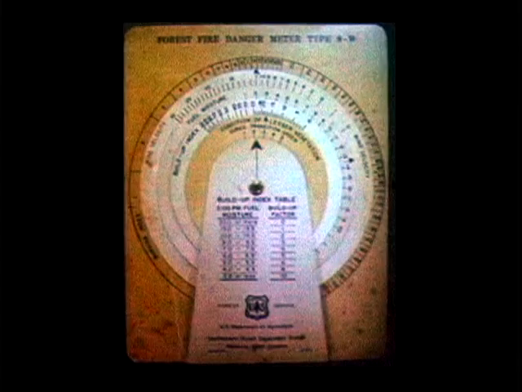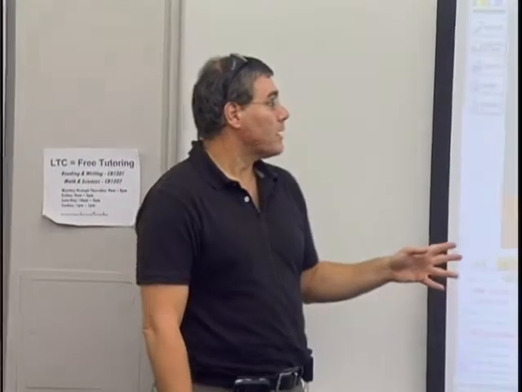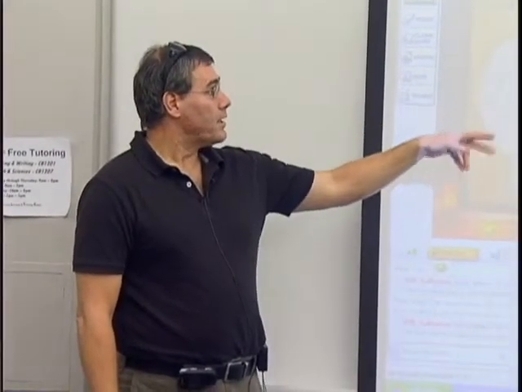This is his fire danger meter. See, it's just really simple. It's just a sort of little dial-up graph there. It's a simple model for fire estimation. It's a slide rule-like device. It takes into account parameters and variables such as fuel moisture, condition of vegetation, wind velocity, and a few other parameters. There have been a lot of modifications. People are still using these, and they're making new ones. So there's been a lot of variations, a lot of work done on these. In fact, you can buy them online.